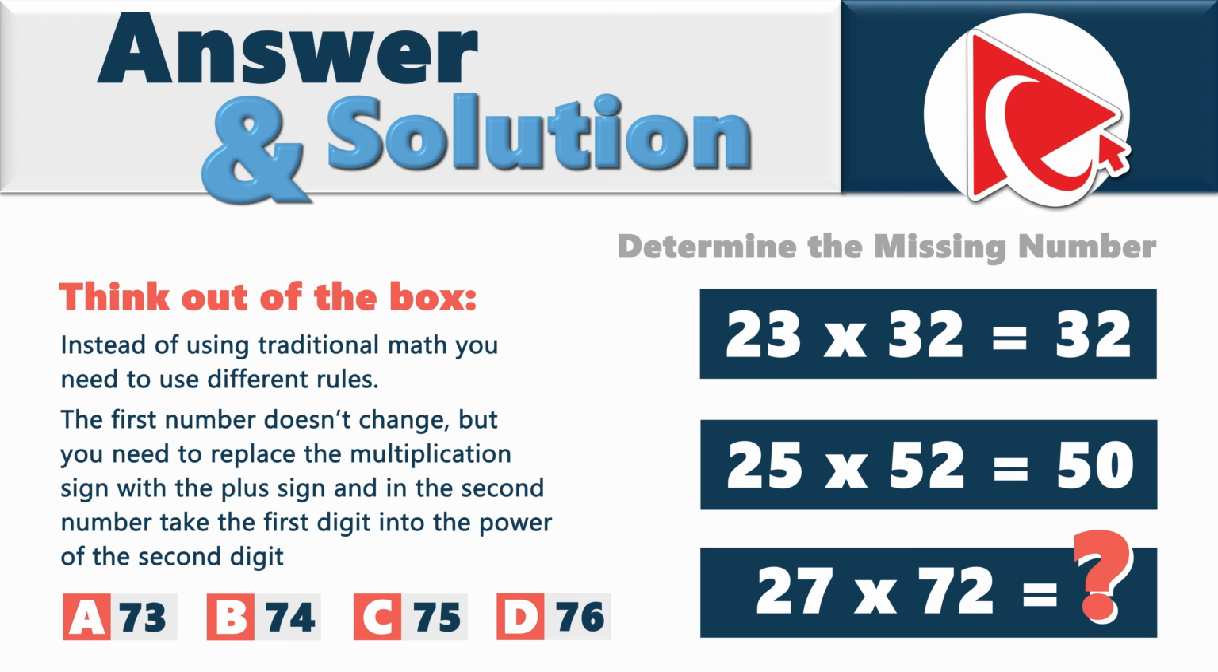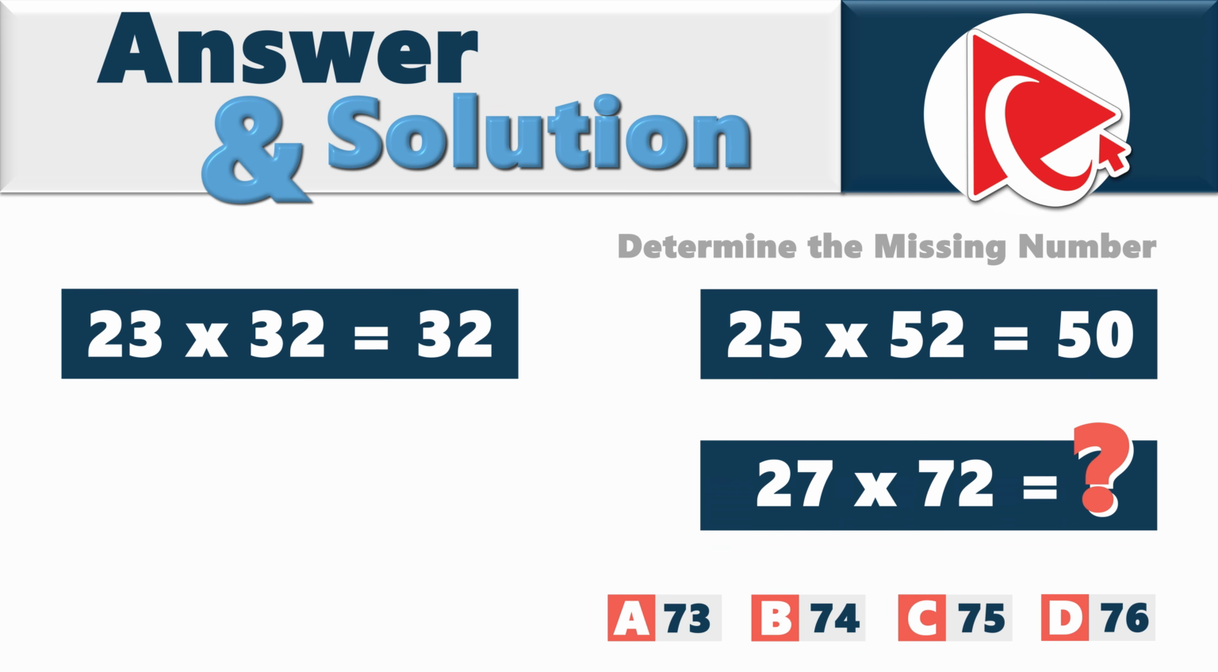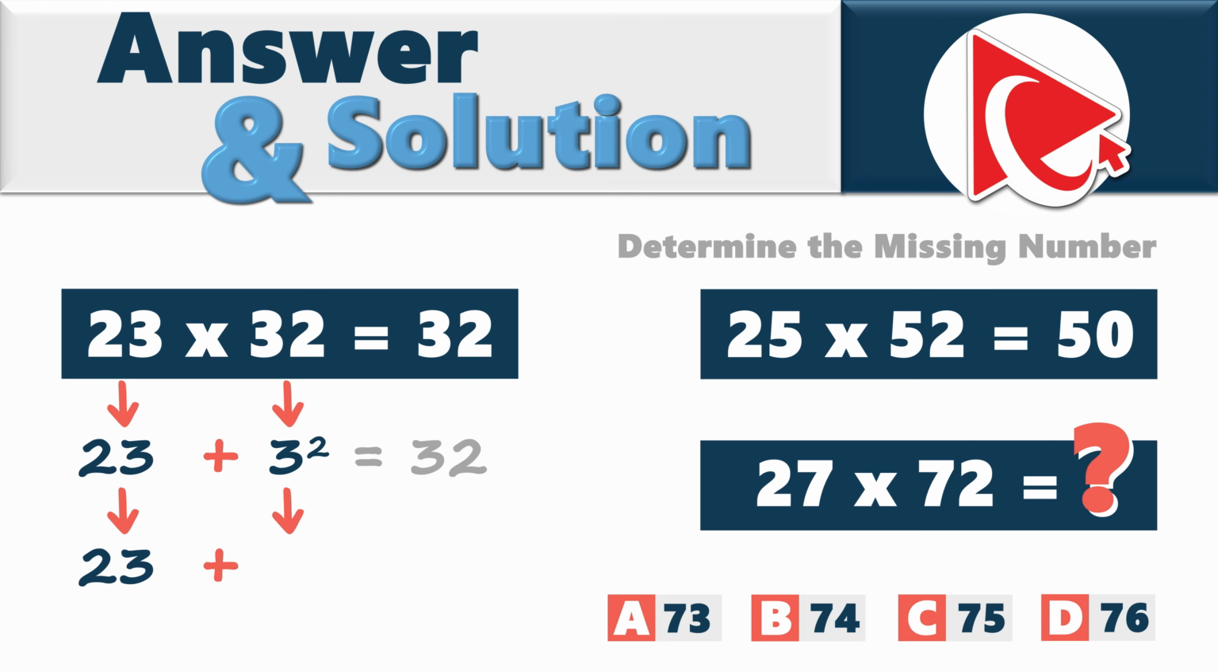The first number doesn't change, but you need to replace the multiplication sign with the plus sign. And in the second number, take the first digit into the power of the second digit. Let's look at the example. The first expression is 23 multiplied by 32. To calculate it correctly, you need to take 23 plus 3 in the power of 2, which would be equal 23 plus 9, and the result would be 32.